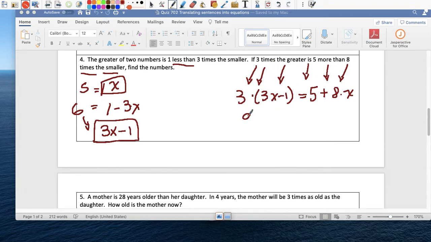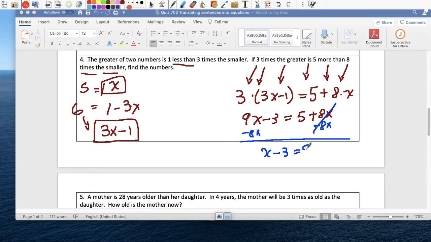Distributive property: 9x minus 3 equals 5 plus 8x. Get rid of one of the variables. Minus 8x here, minus 8x. You notice it's not even a two-step equation, just a one-step equation. This goes away. 9x minus 8x is x, minus 3 equals 5. We add 3 to both sides. x equals 8, so the small number is 8. The large number is 3 times 8 minus 1, which gives us 23.